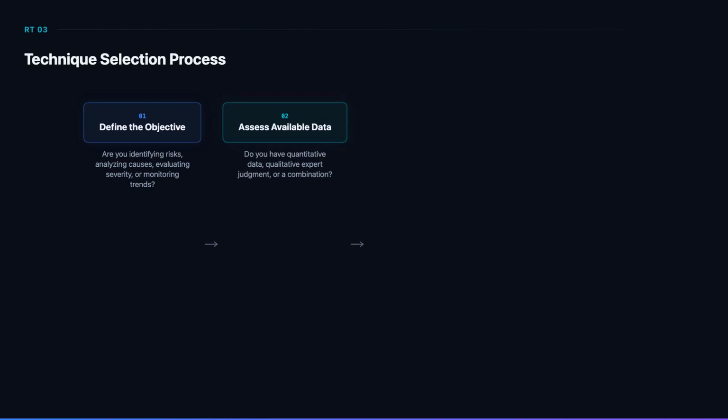Available data constrains your technique choice. Quantitative techniques like Monte Carlo require numerical probability data. Qualitative techniques like risk matrices work with expert judgment. Semi-quantitative techniques like FMEA combine both. If you have rich historical data, use quantitative methods. If you are assessing novel risks with no history, qualitative methods are more appropriate.